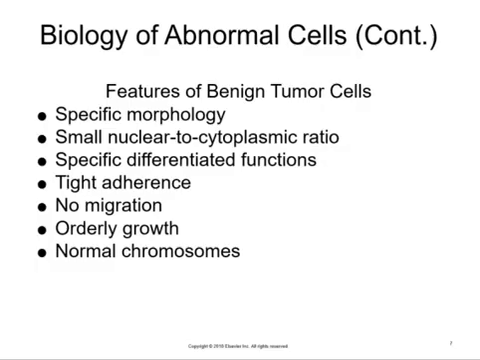They show an orderly growth pattern. They just overgrow. They're not needed. They just grow in the wrong place at the normal rate, and this indicates a problem with cellular regulation. And they also have normal chromosomes, so they're not altered in that capacity either.